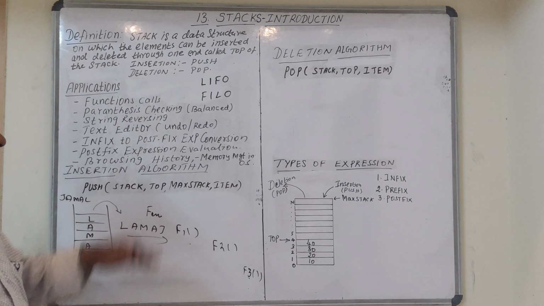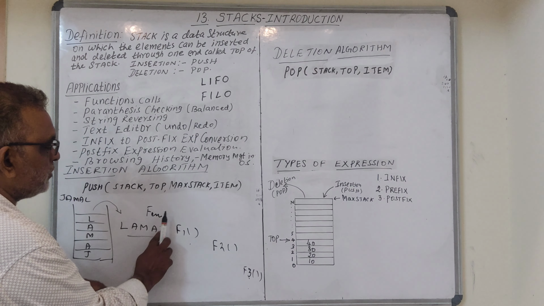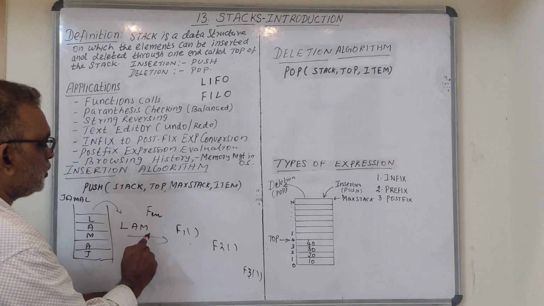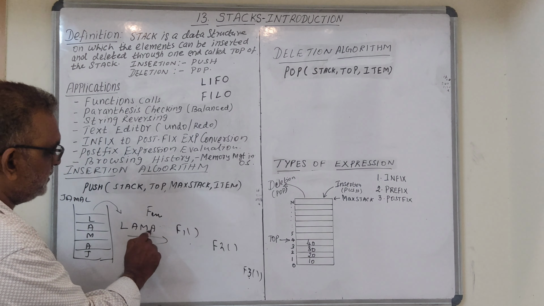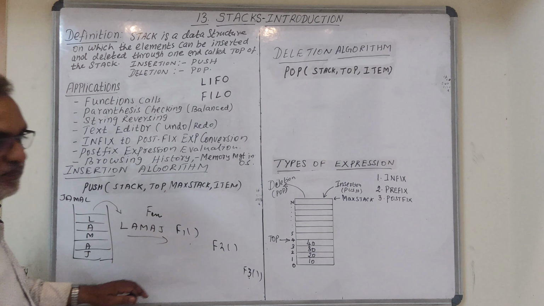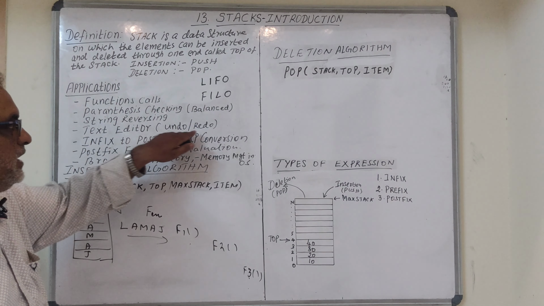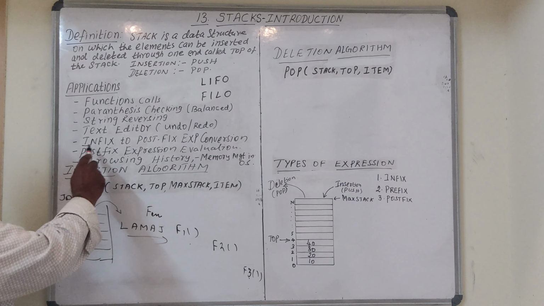Similarly, in a text editor you perform undo and redo operations. For example, we delete an element, and then next we delete another element. If you perform the undo operation, you undo the last deleted element first, then we can undo the next element. So text editors use the undo and redo operations using a stack only.